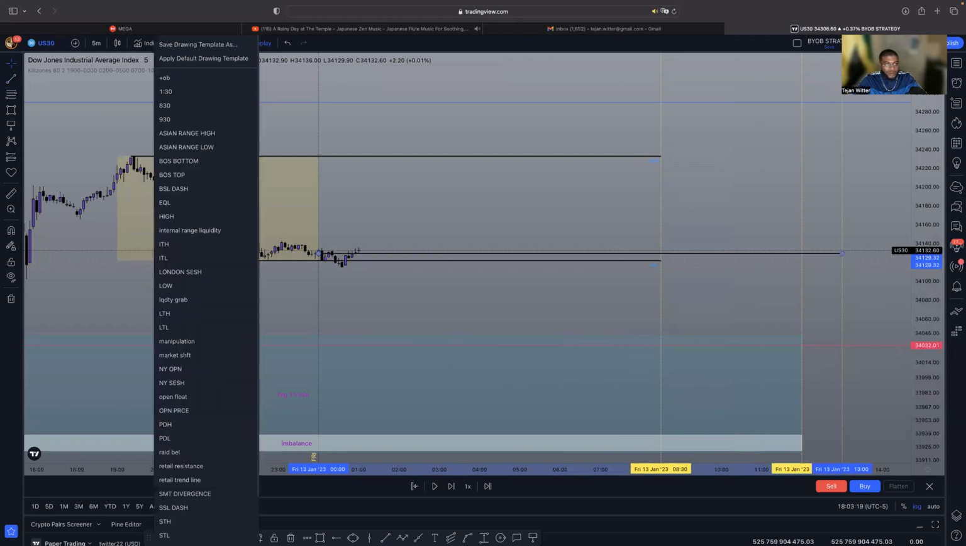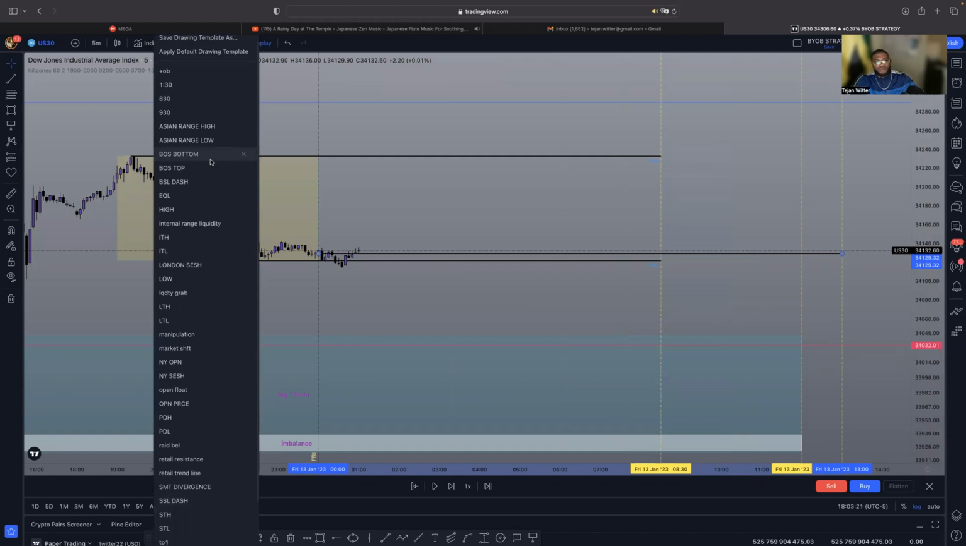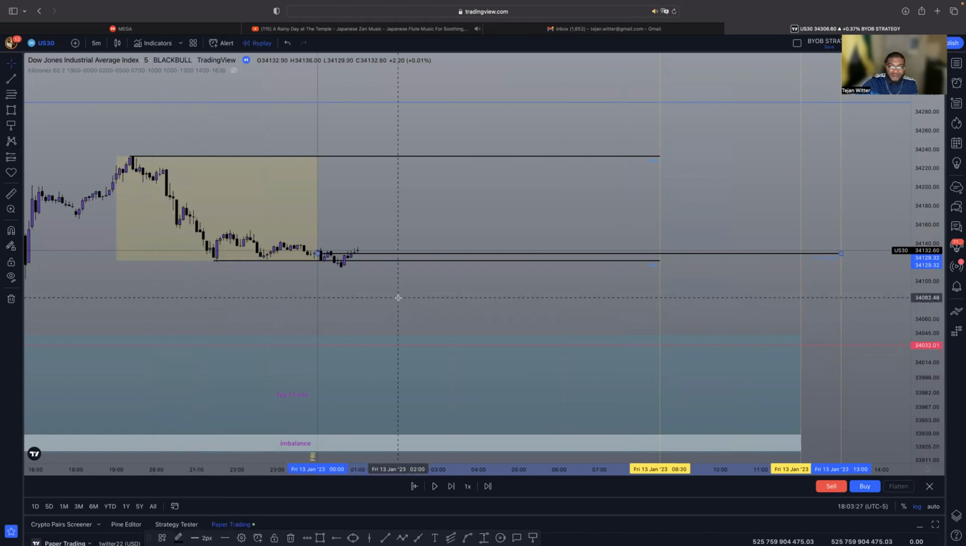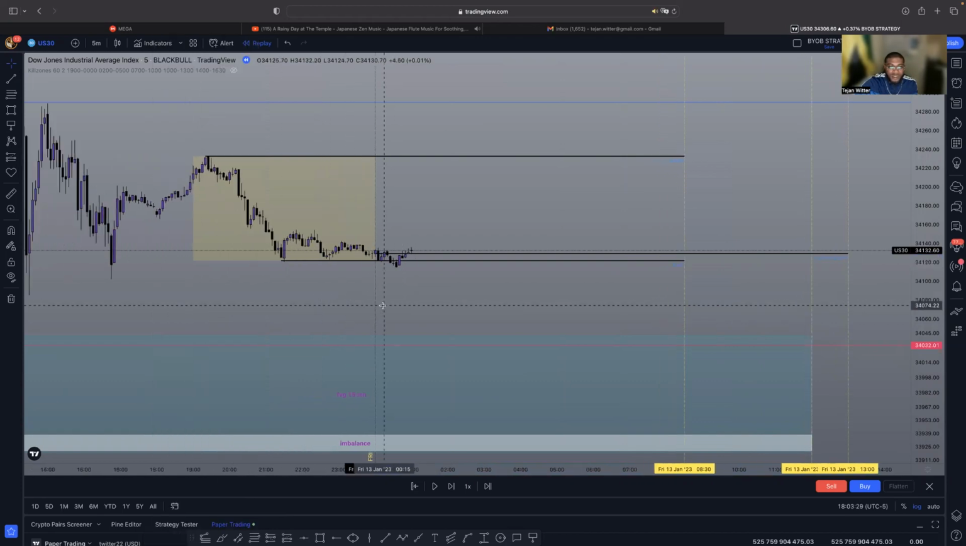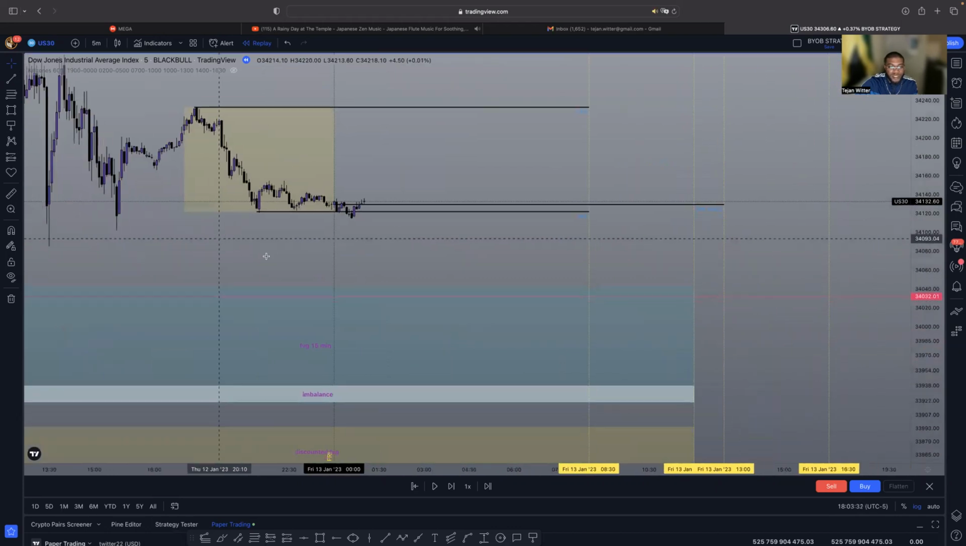This is gonna be my New York open. So if you're bullish, you want to be buying below the open of midnight. All right, we're gonna let price play out till 8:30.